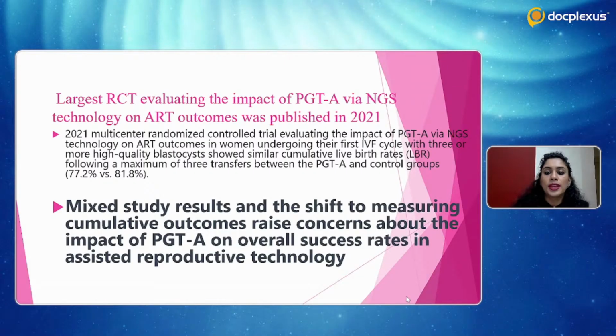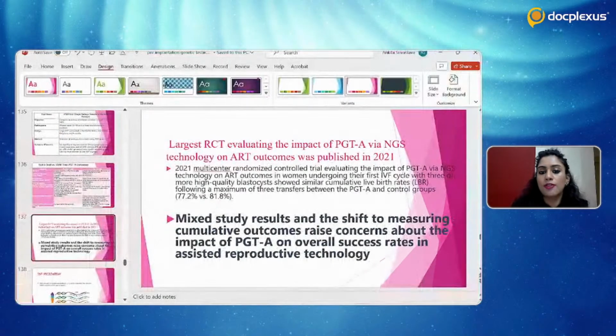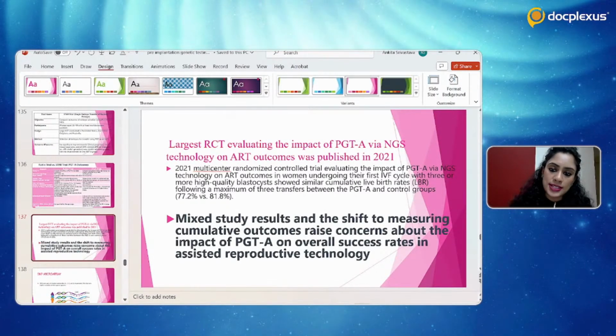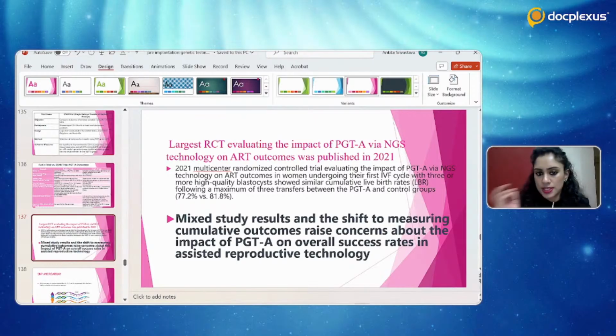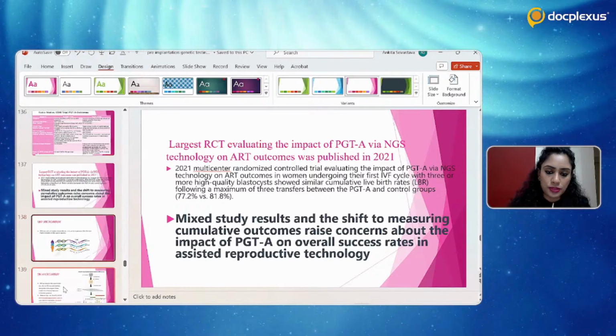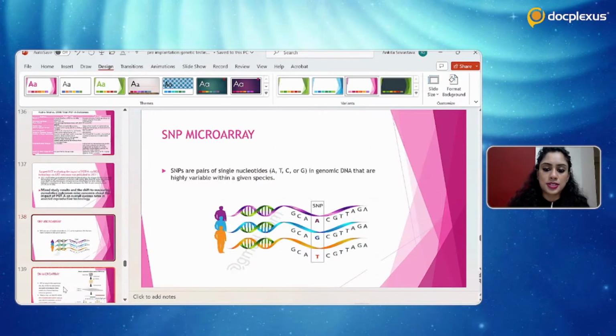And they saw that the cumulative live birth following a maximum of 3 transfers between PGT and control groups were about 77.82% versus 81%. So this says that the cumulative outcomes raise concerns about the impact of PGT-A on overall success rate in the ART group. So this was the largest, published in 2021.